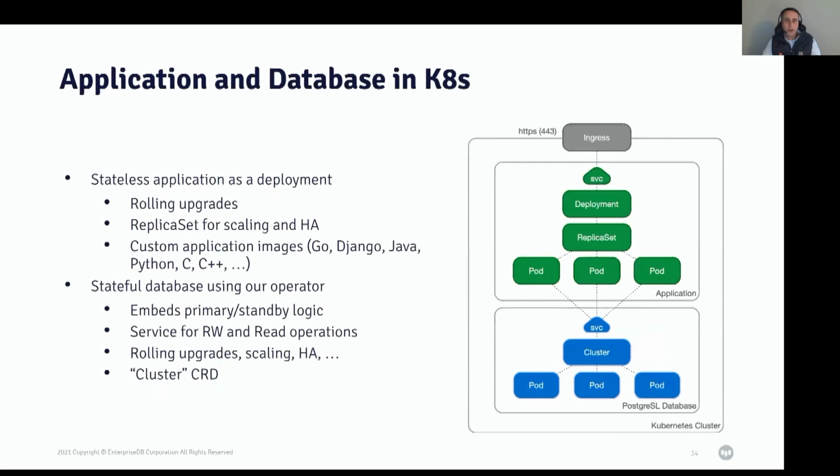And so this diagram gives a little bit more detail of the components of applications and databases in Kubernetes. The application is going to perform rolling upgrades, probably with a replica set for scaling and high availability, custom applications, Go, Java, and the like. And then the stateful database component is the database that's managed by our operator.